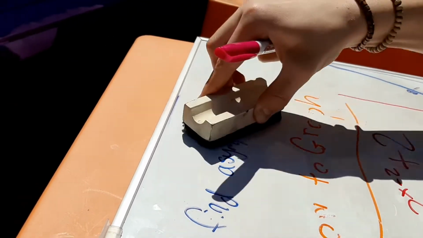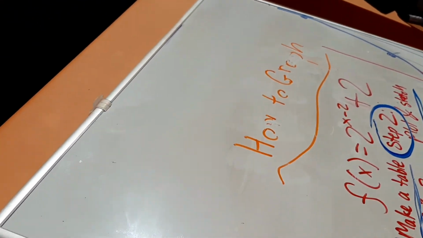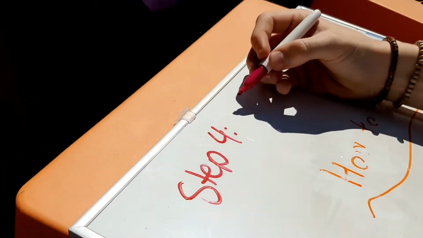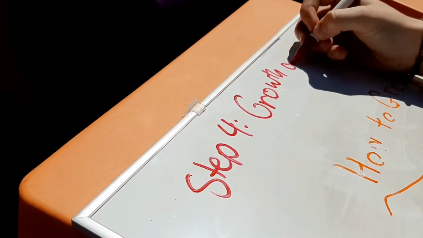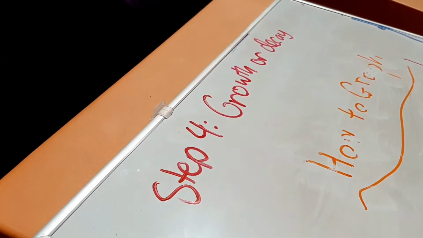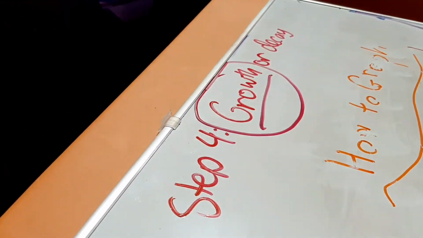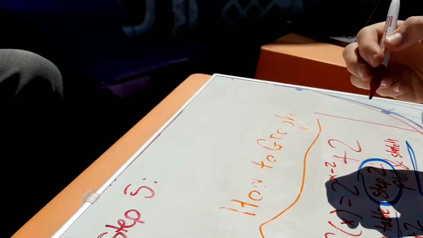Our next step, step 4, is to find out if it's growing or decaying, increasing or decreasing. In this case, we can see we're getting a positive output in not only our table, but in our graph itself. Therefore, it is a growth. Our last 2 steps will be finding the domain and range.